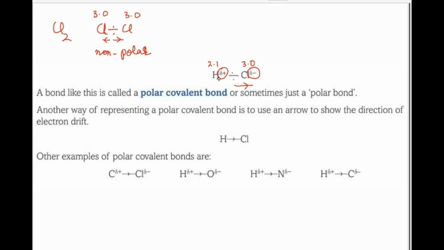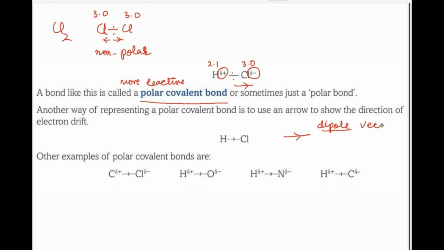When polarity develops, the shared pair of electrons is pulled more toward one element. We call such molecules polar molecules, polar covalent. And polar covalent molecules are said to be more reactive in nature. Is it clear? They are more reactive in nature. We normally represent them by an arrow, which is known as a dipole.